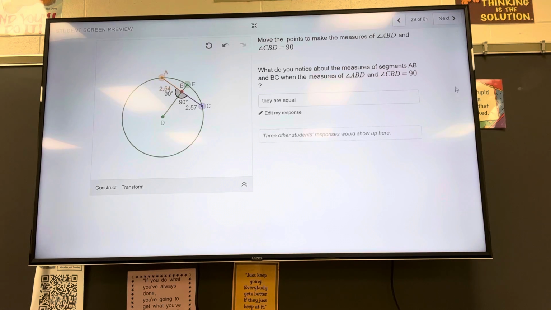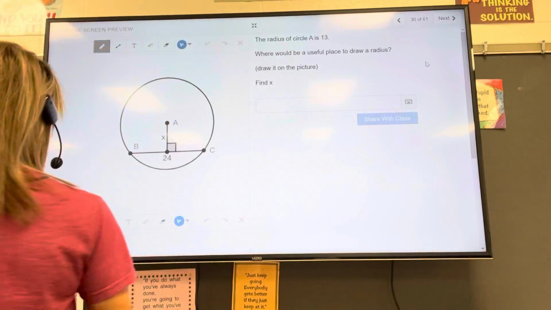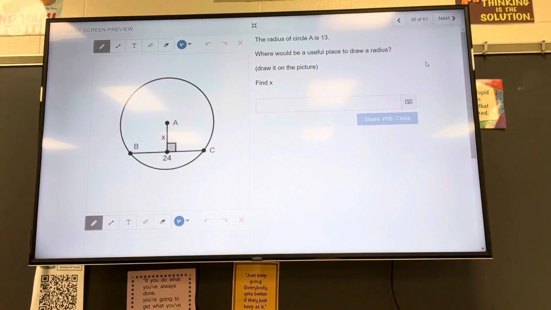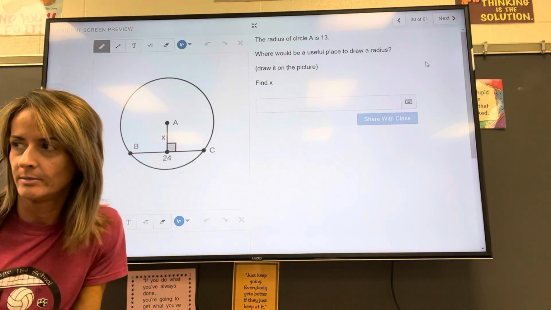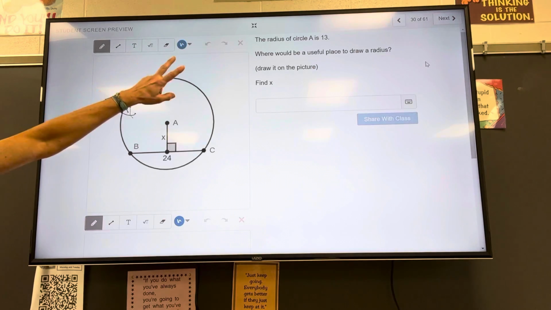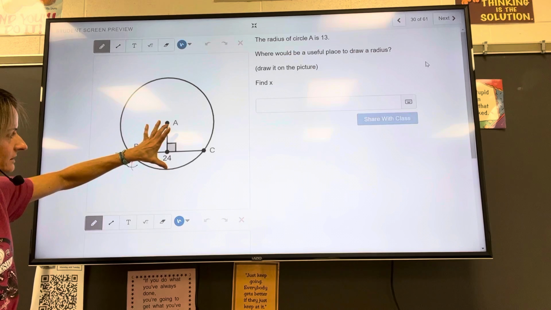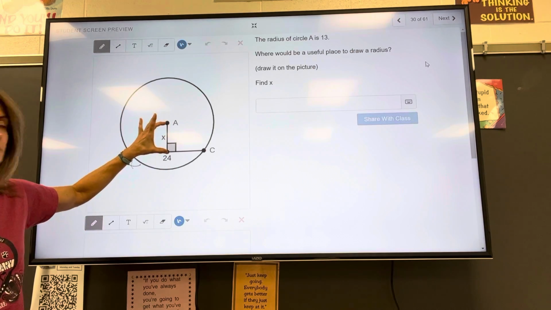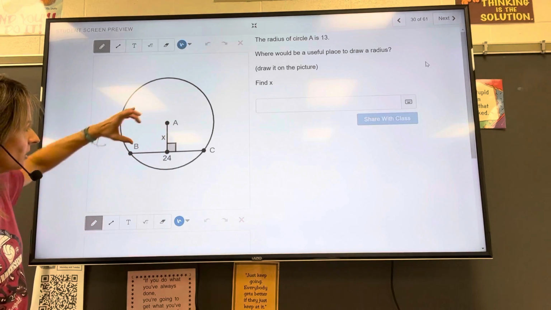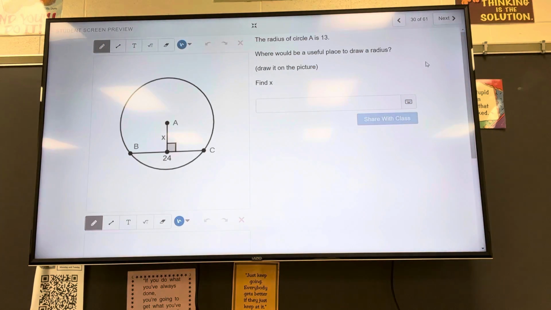We are going to take this information and now apply it. This is an example of what an SOL problem might look like. It appears to be a circle problem when you first look at it. But let's take the information, read it, and put it on the diagram if necessary. The radius of circle A is 13. So the radius goes from the center all the way down to the circle. This is not the radius right here. Where would be a useful place to draw the radius? If we drew the radius to either B or C, and I will go ahead and just draw it to B.